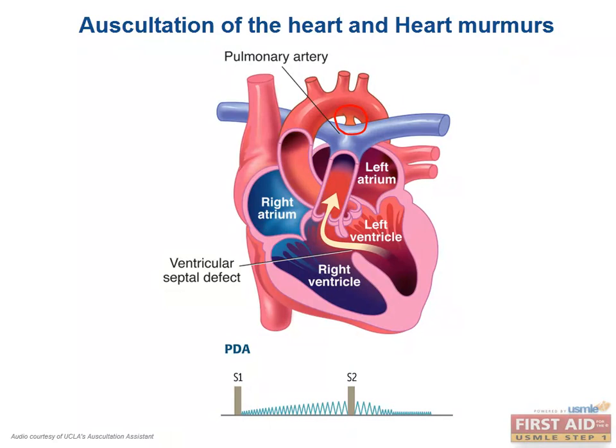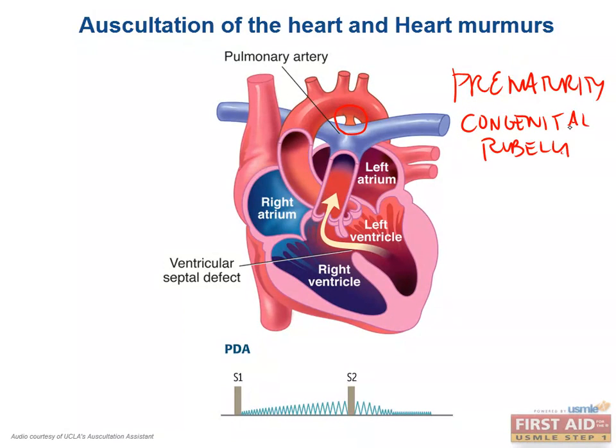If this were not to close, there are two common causes for this, and that would be prematurity and congenital rubella. If you were born early, you just didn't have enough time to close it. Now, if you get rubella from your mother hematogenously, the rubella virus loves, just absolutely loves, to infect endothelial cells of the ductus and the heart in general. It can disrupt the normal contraction and closure of the ductus due to infection of those endothelial cells.